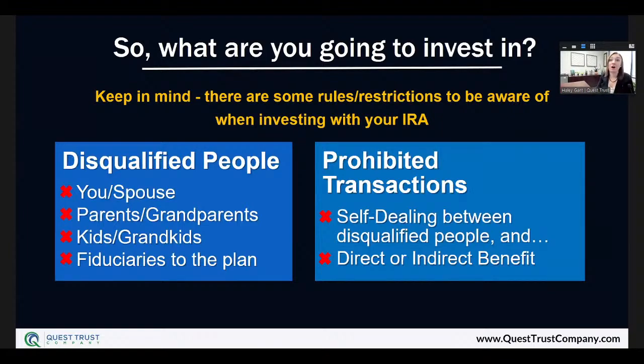Same thing, my mom couldn't invest into my own syndication. She couldn't use her IRA to loan me money. Those things are what the IRS considers prohibited transactions. And you just really want to make sure that you're following these rules, especially if you have questions. Hey, is this allowed? Is this a gray area? Reach out to us here at Quest, and we can always walk you through what the rules are.